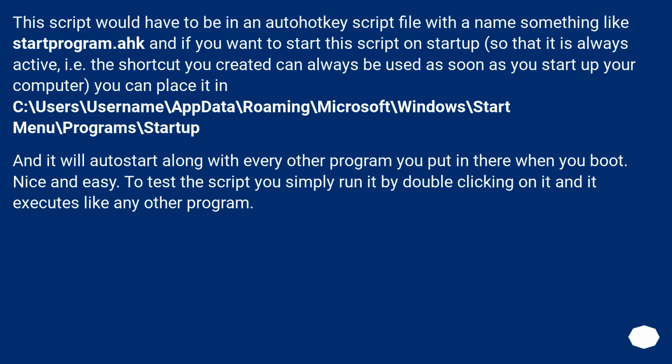This script would have to be in an AutoHotkey script file with a name something like startprogram.ahk, and if you want to start this script on startup, so that it is always active, and the shortcut you created can be used as soon as you start up your computer, you can place it in C:/Users/username/AppData/Roaming/Microsoft/Windows/Start Menu/Programs/Startup. And it will auto-start along with every other program you put in there when you boot. Nice and easy. To test the script you simply run it by double-clicking on it and it executes like any other program.